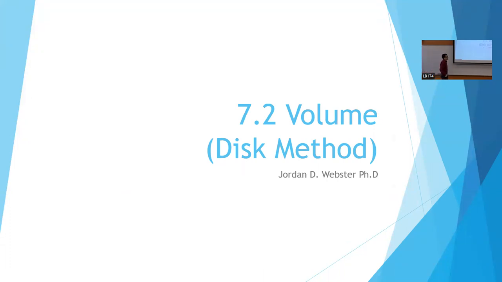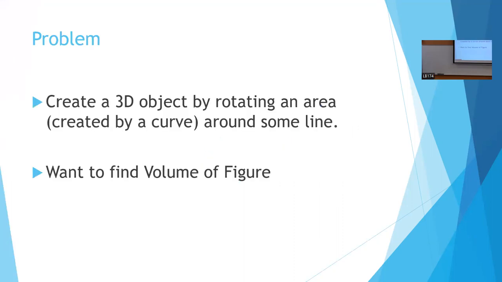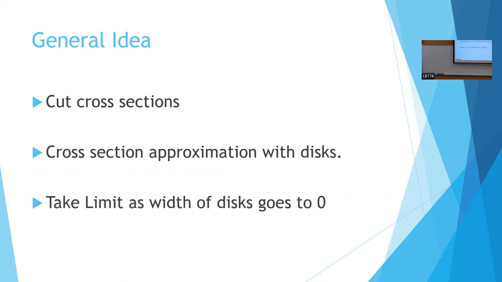So last class period, we looked at the disk method of finding volume. The basics of it is that we have some sort of an area and we're going to rotate that area around a vertical line or around a horizontal line to create a three-dimensional figure. If we do that, we can find the volume of the figure by thinking through cutting cross sections, and those cross sections that used to be our rectangles in the Riemann sum become disks when we rotate them around.